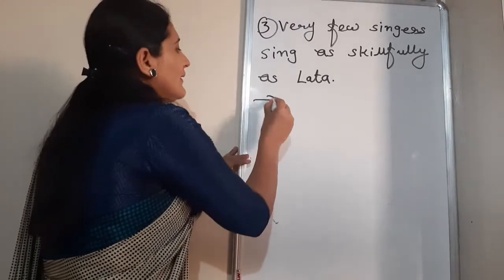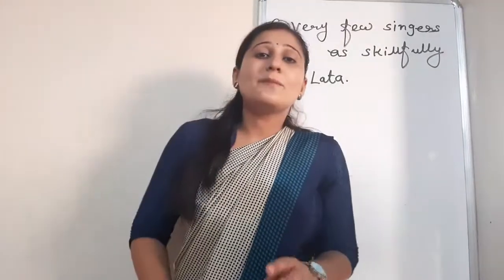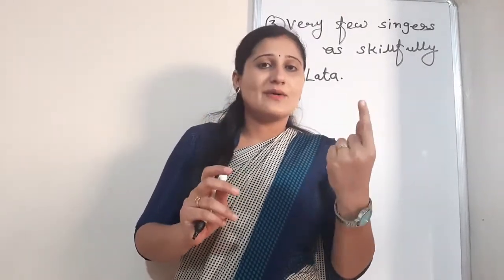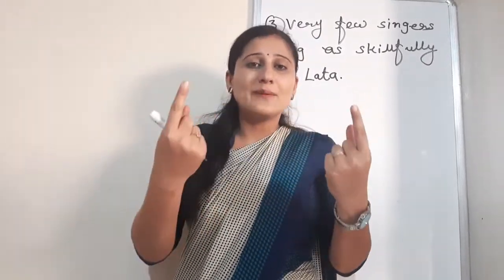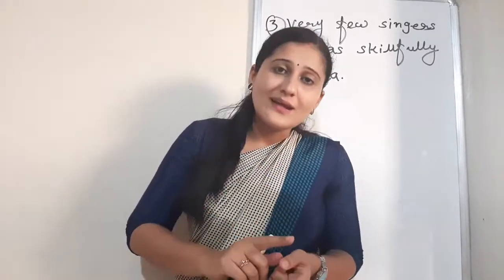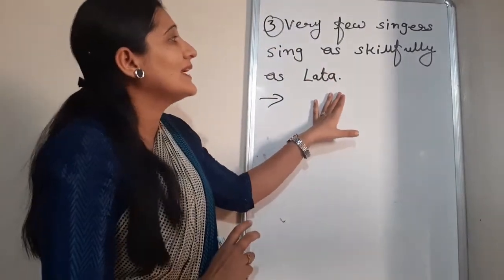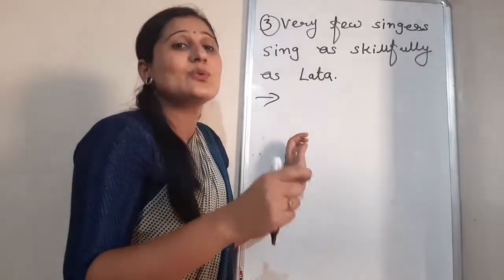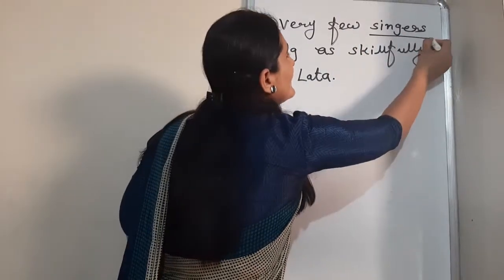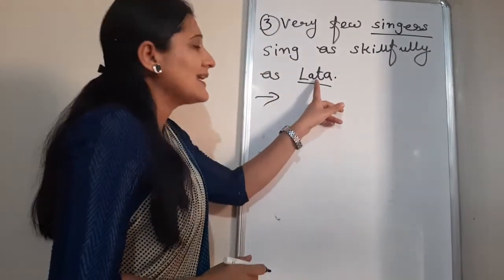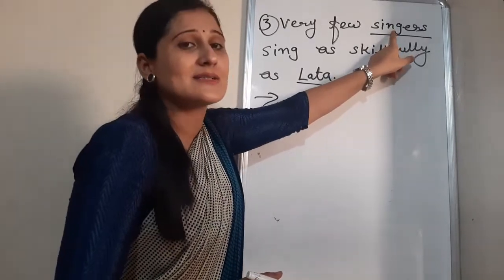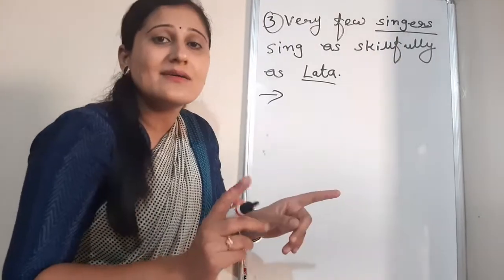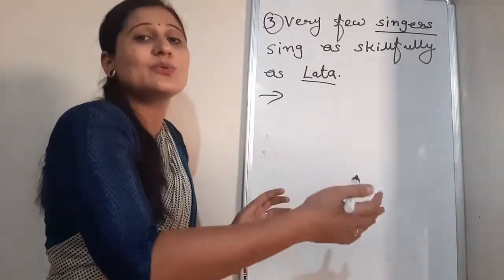See, in the first and second examples I showed a comparison between two things. One thing, second thing. If there is a comparison of two, then you need to add "than". Here is one example I have taken, in which I will show you a comparison between more than two things. Lata's comparison with so many singers. So here it is a comparison between more than two things.